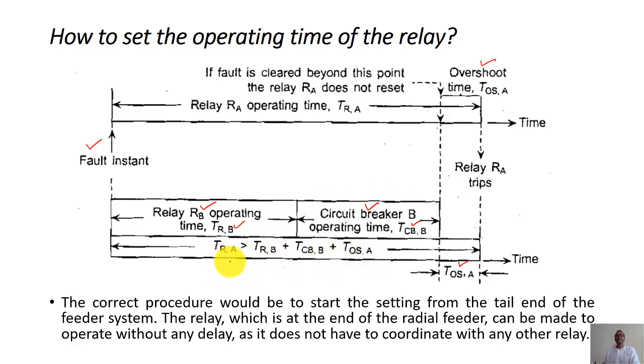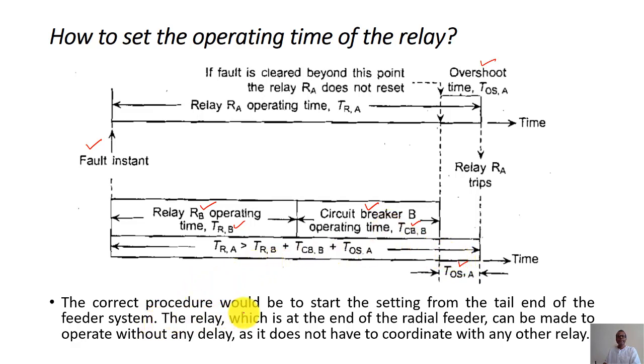That means the operating time of relay A should be greater than the operating time of relay B plus the operating time of the circuit breaker associated with relay B plus the overshoot time for relay A. This overshoot time is required because sometimes the time may mismatch, so therefore we keep some overshoot time.